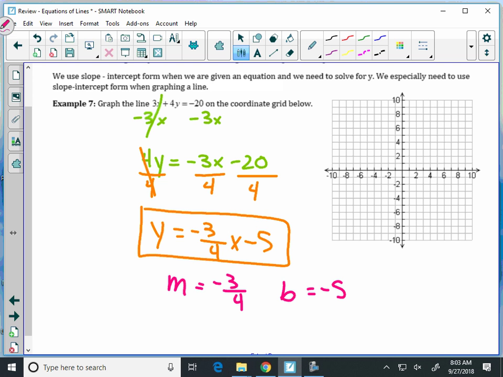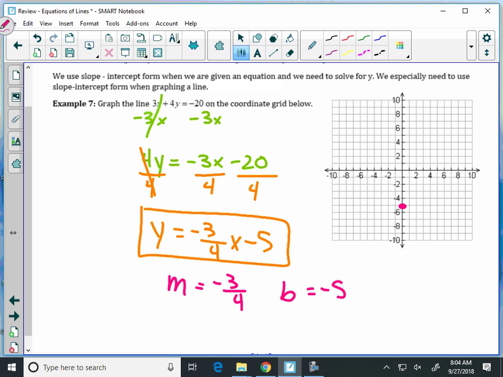So when we graph our line, where do we start? Do we start at our slope or do we start at our y-intercept? Y-intercept. Because it's B, right? And I like to think B stands for beginning. The beginning starts with a B. So that's where we're starting from. Do we start at negative 5 right here? Is that where we start? No, because negative 5 is our y-intercept, so we're going to start on the y-axis. So we're going to go down here to negative 5.